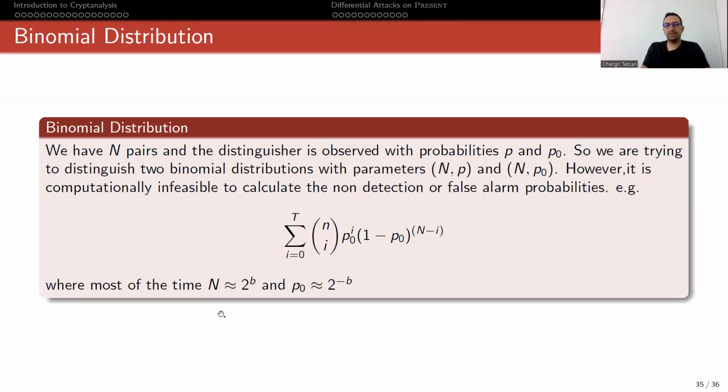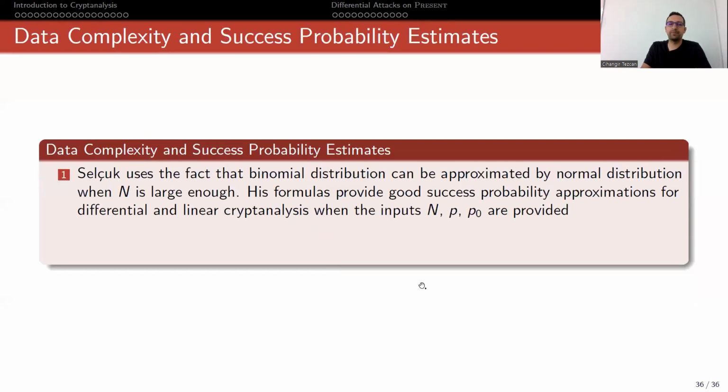But in cryptanalysis, the capital N is close to 2 to the B, where B is the block size, and the probability P0 is also close to 2 to the minus B. So it is not computationally feasible to calculate this. Here you need to perform some estimates. One way to estimate the binomial distribution is to look at it as a normal distribution.